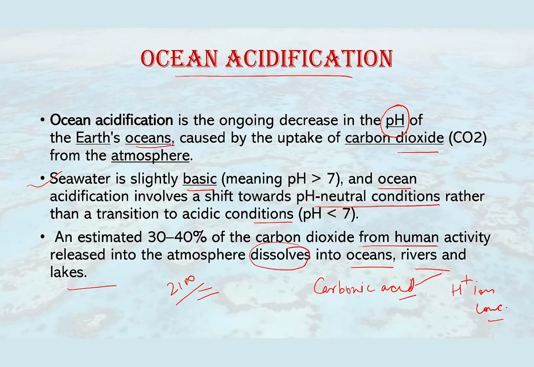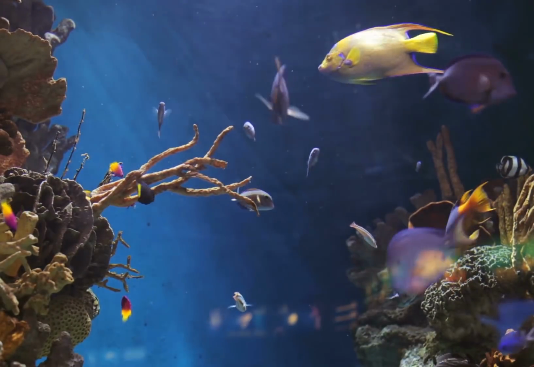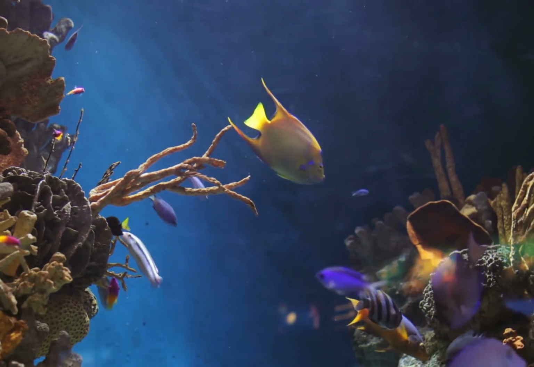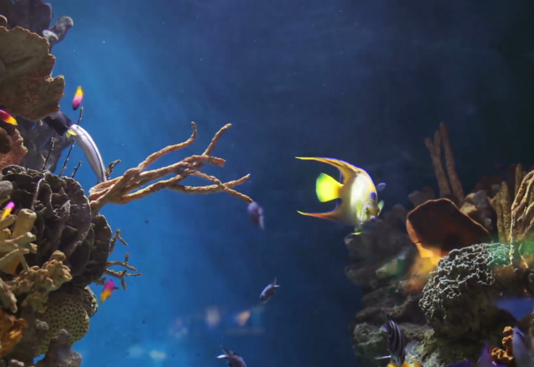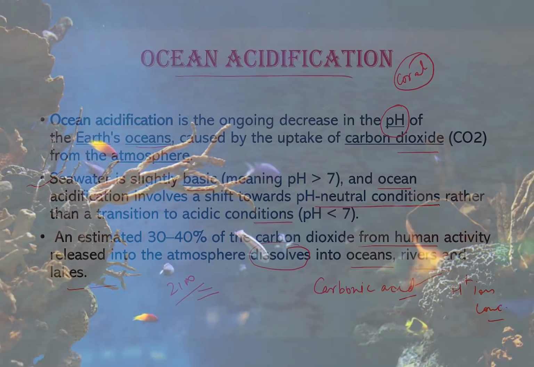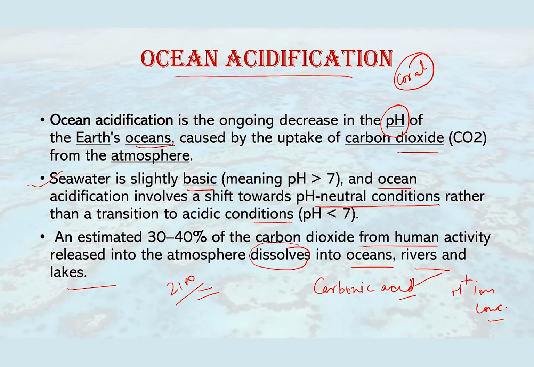Increasing acidity is thought to have a range of potentially harmful consequences for marine organisms, such as depressing metabolic rates and immune responses in some organisms, and causing coral bleaching also. However, we will study coral bleaching separately in this lecture.